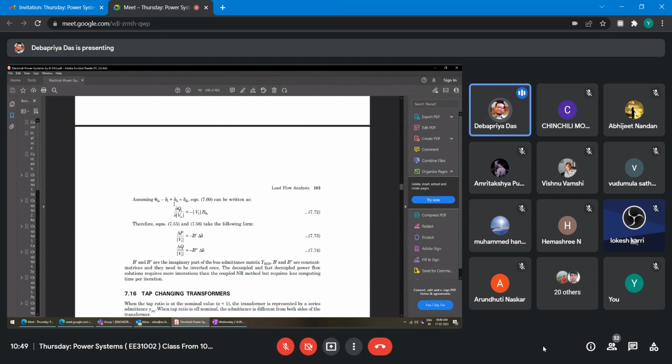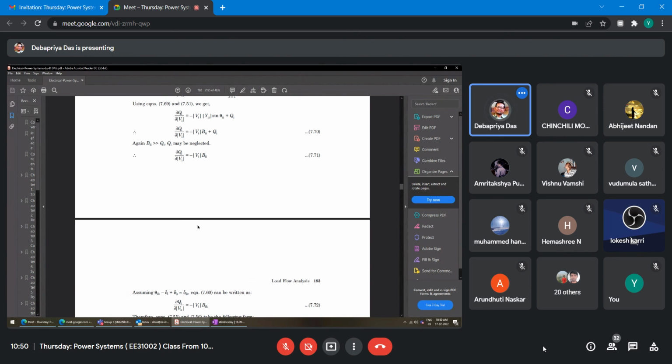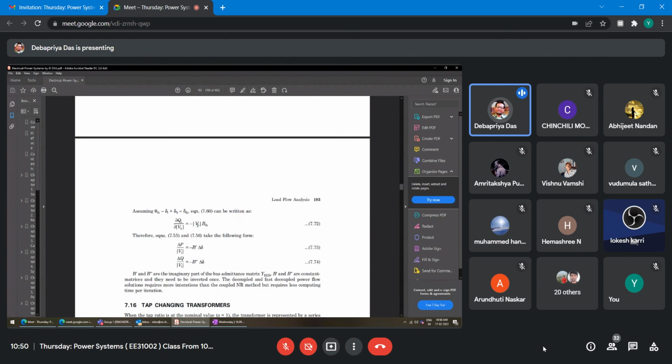Because delta i minus delta k is very close, that is why it is approximately theta ik. It is not delta ik, it is theta ik, right? Therefore, delta qi upon delta vk is approximately minus vi bk, right? Now, if you represent the equations like this, delta p upon delta vi and delta q upon delta vi, then this will be minus b dash, and this is minus b double dash, right? And this is actually delta qi upon delta vi, right?